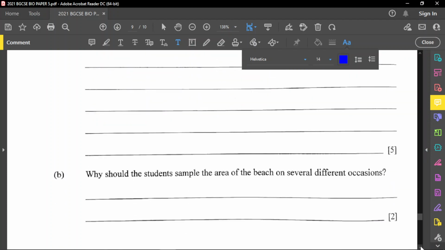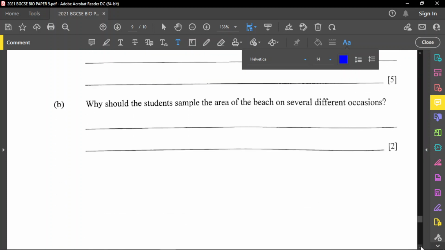So there are so many different things you can do. All right, for part B now, why should the student sample the area of the beach on several different occasions? Why do you want to go there on several different occasions to take samples? Because remember, it could be a one-time situation, right? That people dump things on the beach. You want to make sure it's a consistent thing. And so you want to ensure consistency as well.